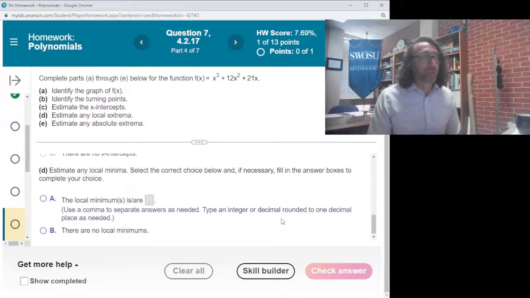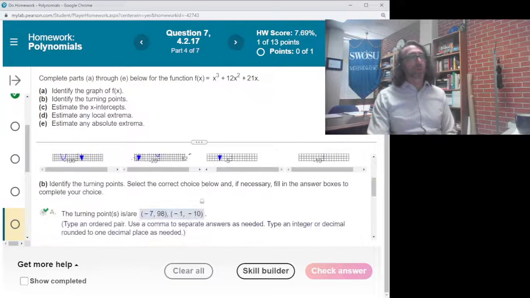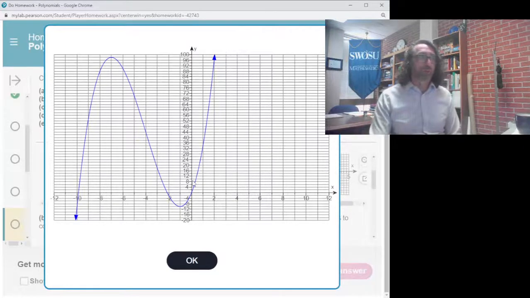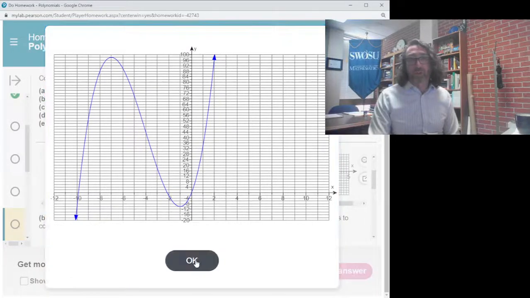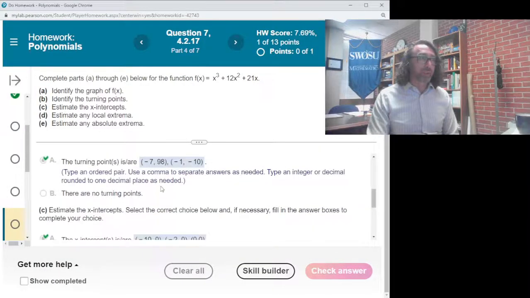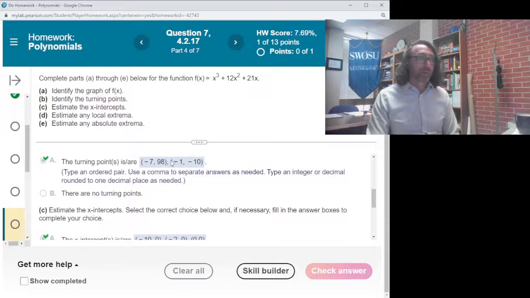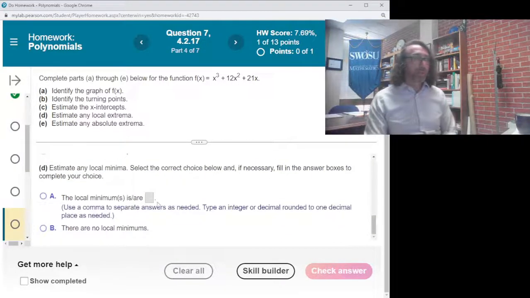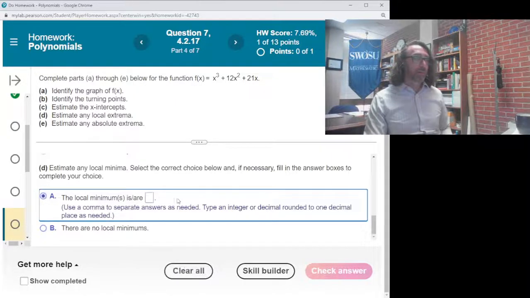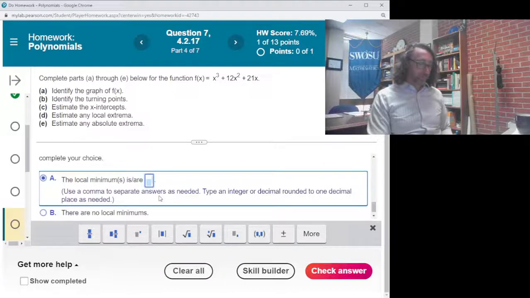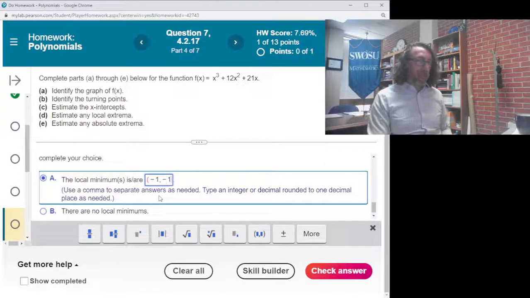Estimate any local minima. This is going back to some material that we discussed in a previous section on extrema: local max, local min. Notice they correspond to the turning points that we put in before. So the local min was negative 1, negative 10.